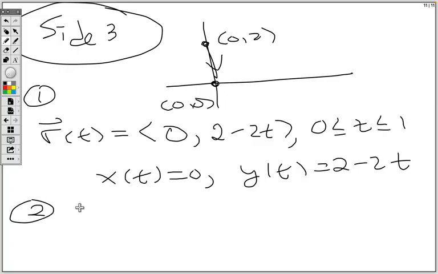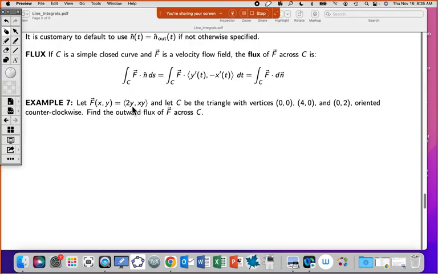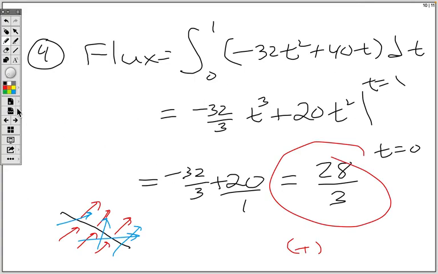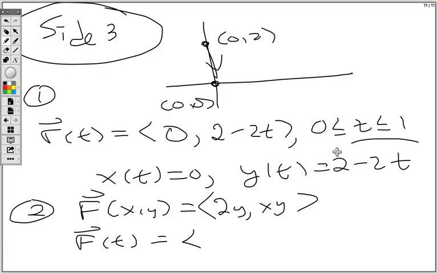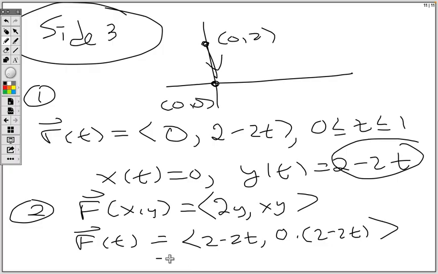And now I go into my vector field, F of (x, y). Same field we've had for the last two parts. It's (2y, xy). But we need to see what this looks like in terms of t. So to get F of t, everywhere I see a y, I'm going to plug in the 2 minus 2t. Everywhere I see an x, I'd plug in a 0. So this simplifies to (2 minus 2t, 0).